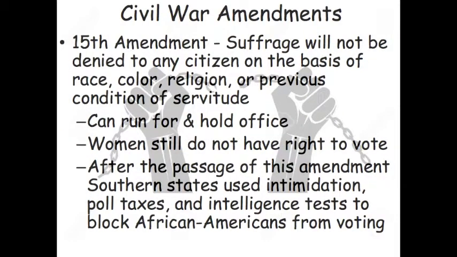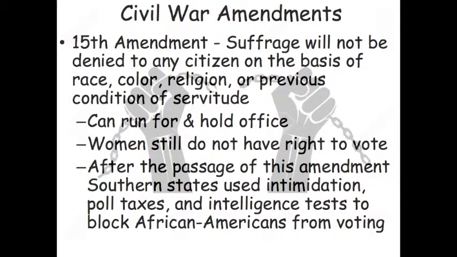The 15th Amendment expanded suffrage or voting rights to any citizen. Suffrage rights could not be banned from a citizen on the basis of their race, religion, or any previous condition of servitude, meaning that if they used to be a slave, they can't be denied the right to vote. This meant that all former slaves, anyone of any race at that time who was male, could run for office, could hold office, and could vote in any election.